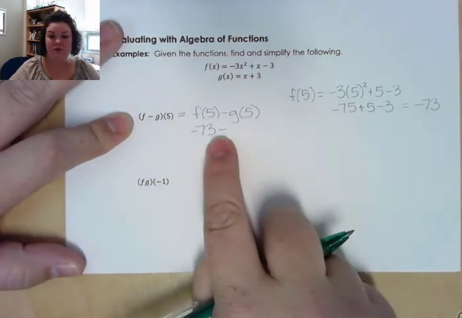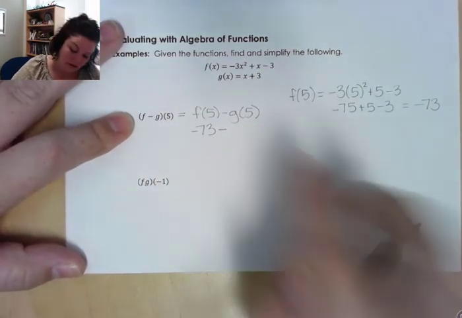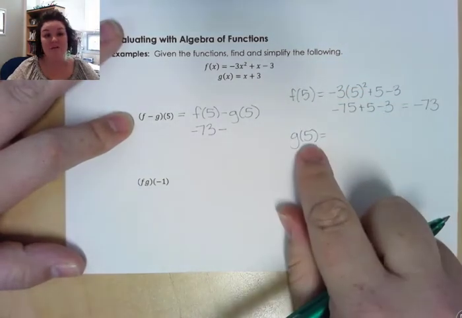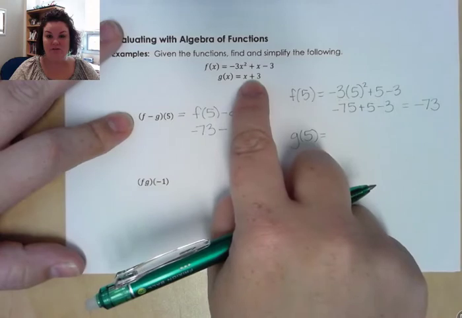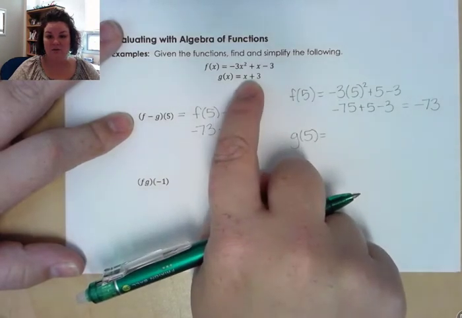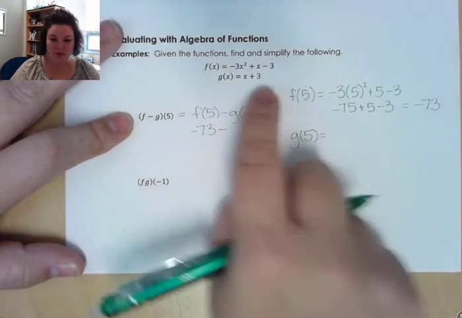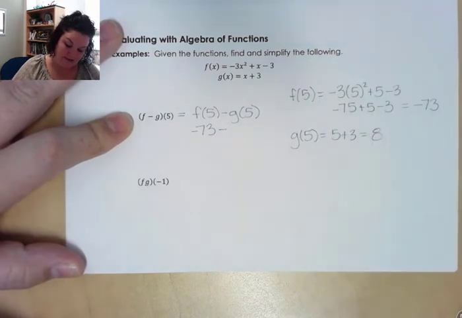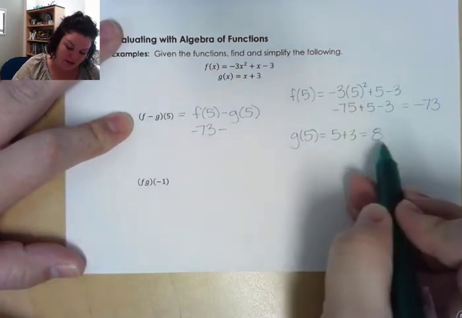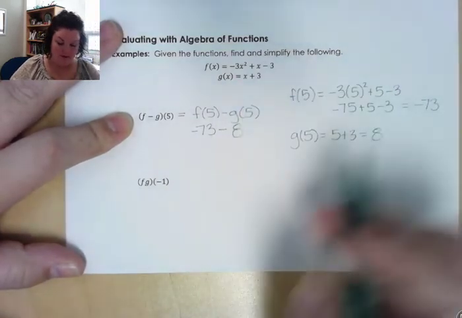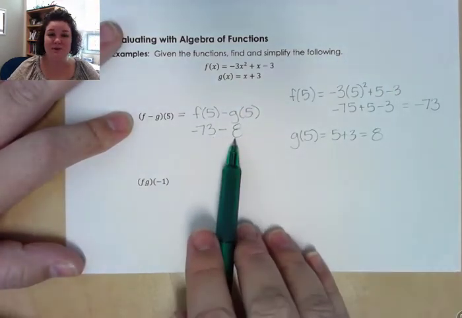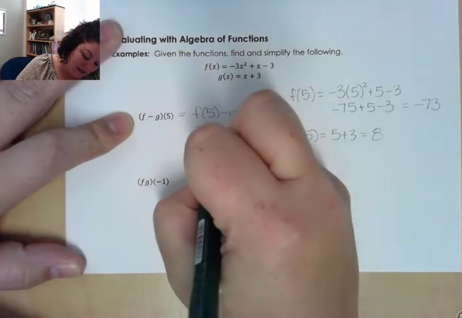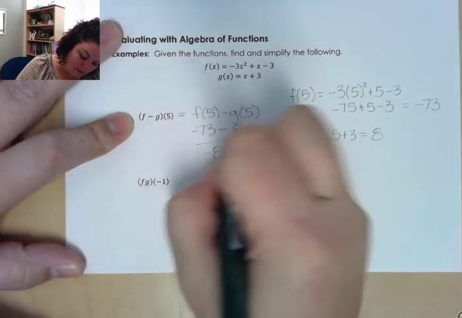Okay, and then I want to subtract whatever g of 5 is. So again, off to the side, I'm going to calculate what g of 5 is by taking 5 and plugging it into my g function where I see x. So my g function says to do my input plus 3. So I'm going to do 5 plus 3, which gives me 8. Okay, so g of 5 equals 8. So now this is really easy to simplify, right? Negative 73 minus 8 gives me a negative 81.